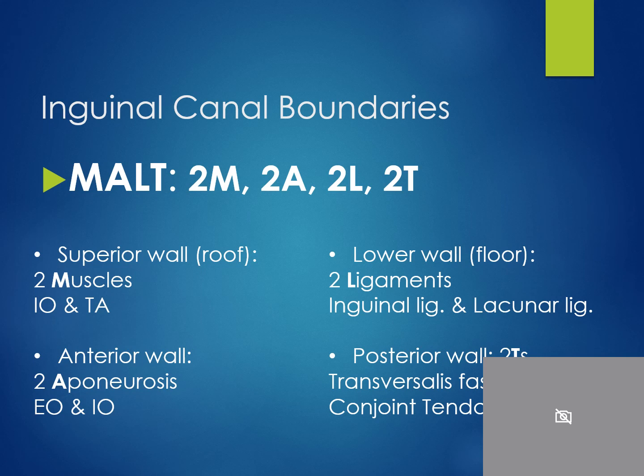The anterior wall is formed by two aponeuroses, the external oblique aponeurosis reinforced by the internal oblique aponeurosis, while the posterior wall is formed by two T's, which are the transversalis fascia and the conjoint tendon, which is a kind of fascia. Now, conjoint tendon, to remind you, is the combining fibers of both the internal oblique muscle and the transversus abdominis.